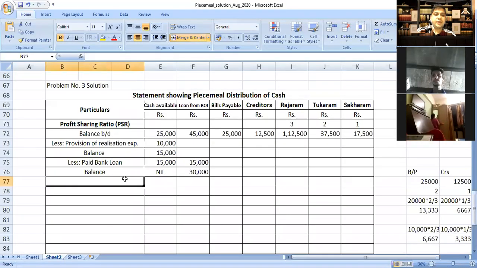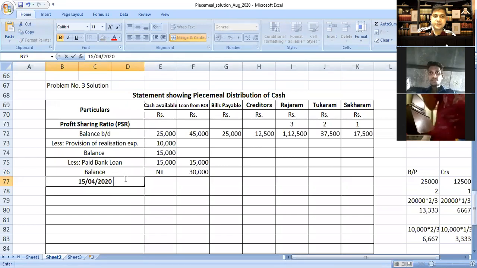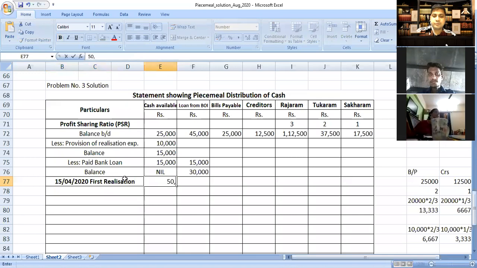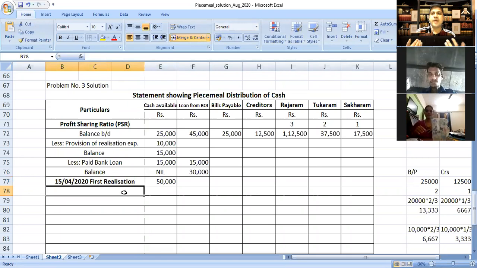So here we can write 15 April 2020, first realization, an amount 50,000 rupees. It means the company sold some assets and earned 50,000 rupees, and this 50,000 rupees is cash available.